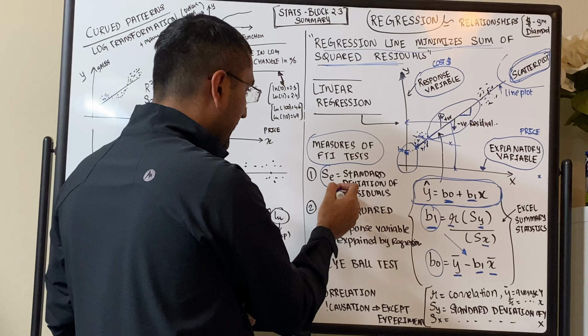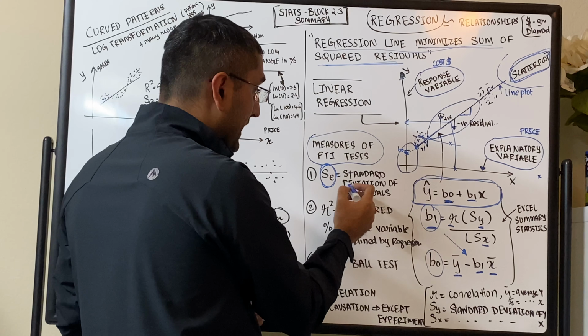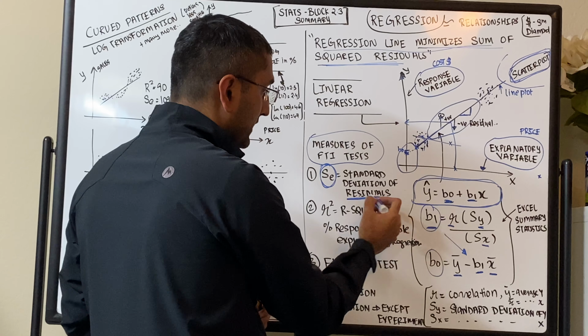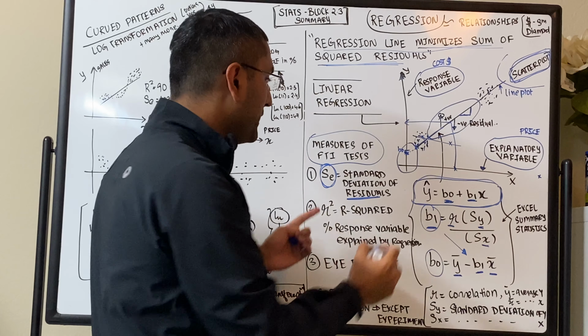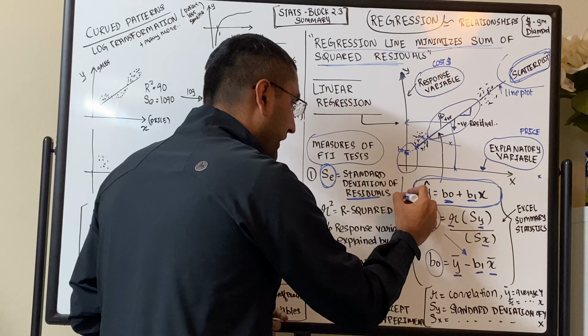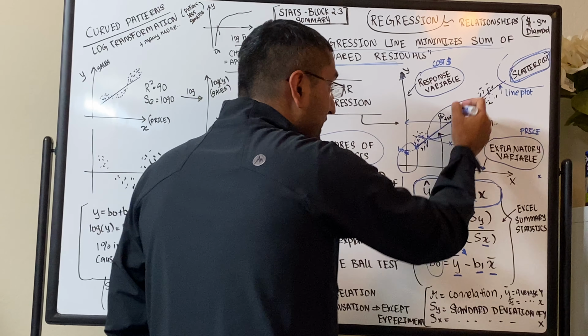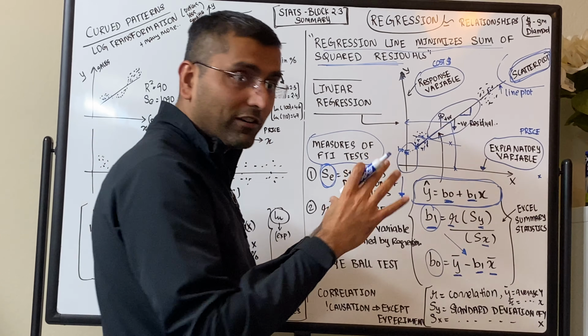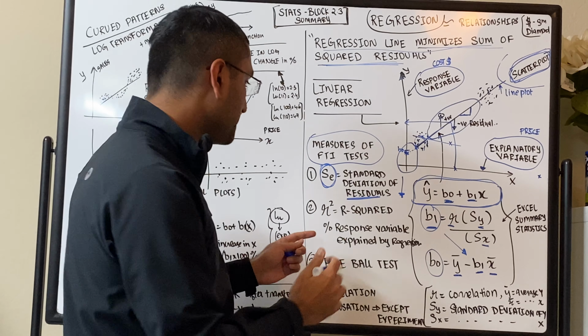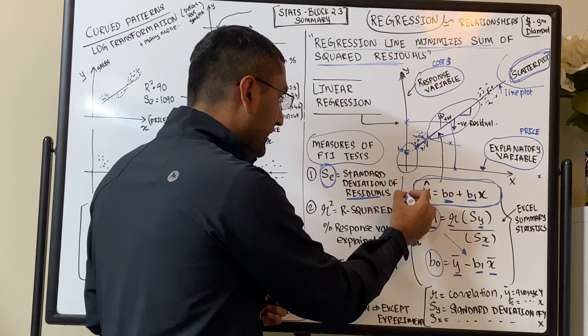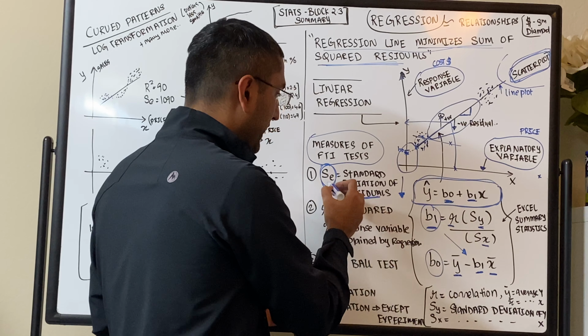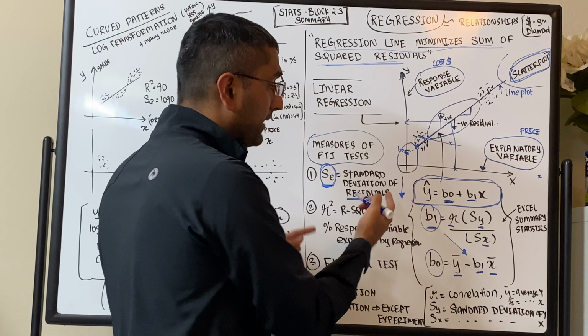One is looking at the standard error, the standard deviation of the residuals. This is something that Excel can give you. This has to be as minimum as possible, right? So it's basically the standard deviation of the residuals. You take each of these residuals and find out what the standard deviation is. The lower the standard deviation of residuals, or SE, standard error, the better.